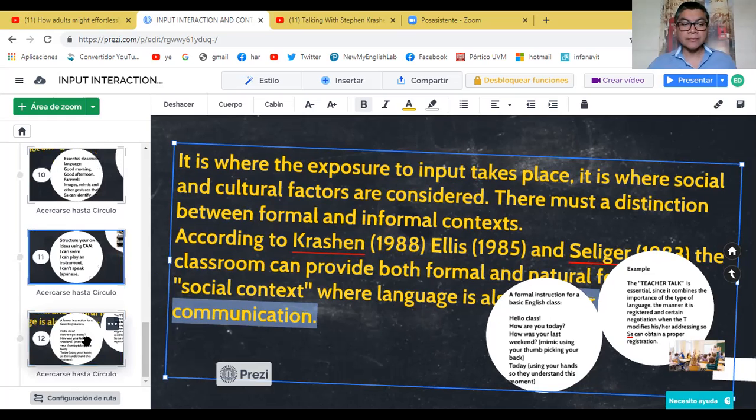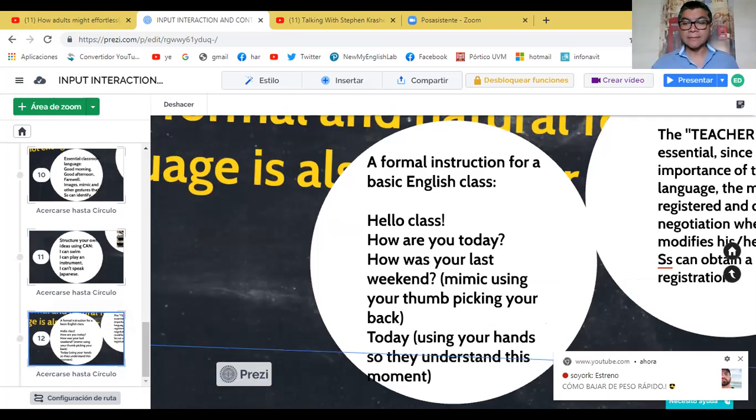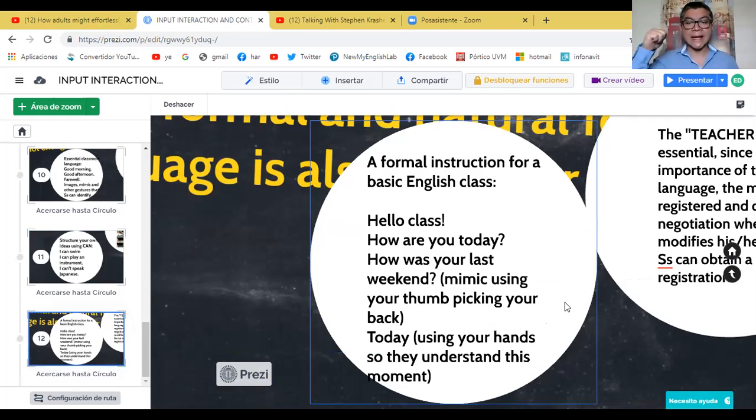My proposal is about this element. When the teacher says, "Hello class, how are you today? How was your last weekend?" In this case, by using the thumb, pointing it towards the back, it refers to the past. "Today, we are going to work about..." and then the teacher uses both hands, for example, so that the student understands that this is the present moment.